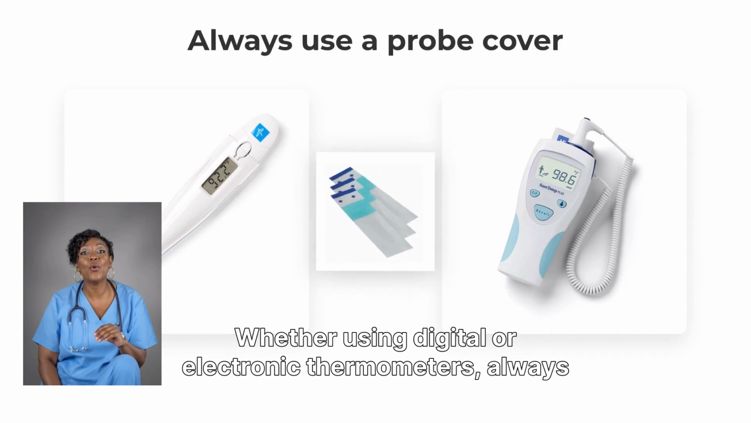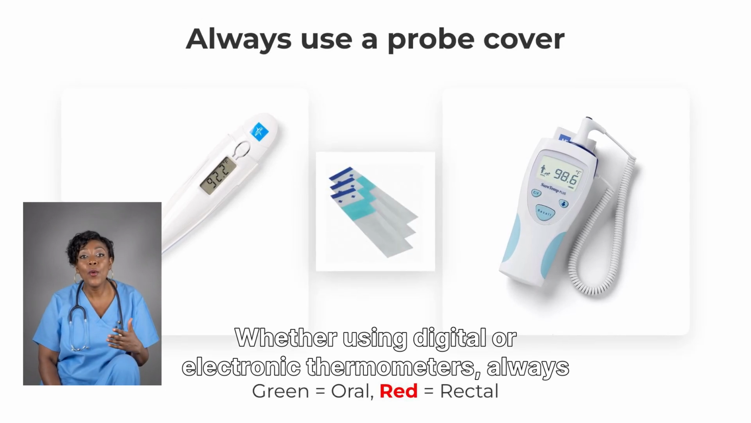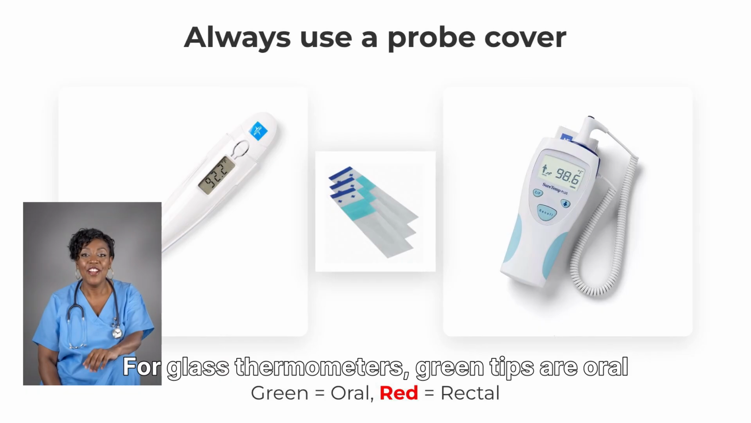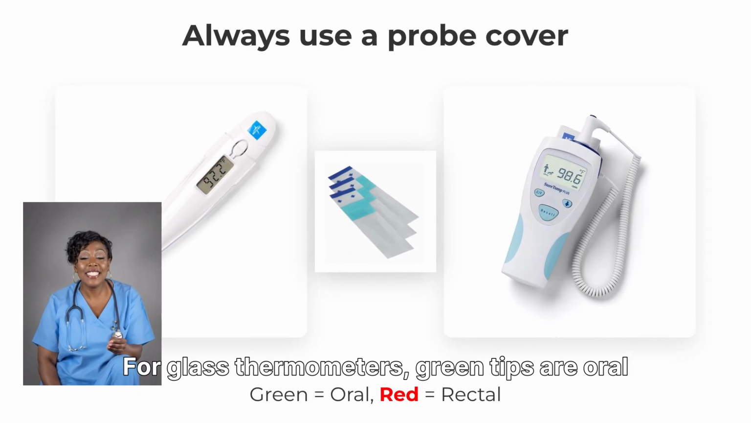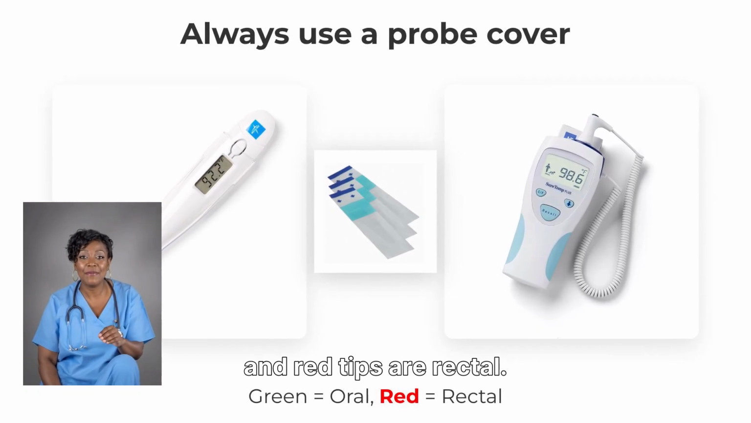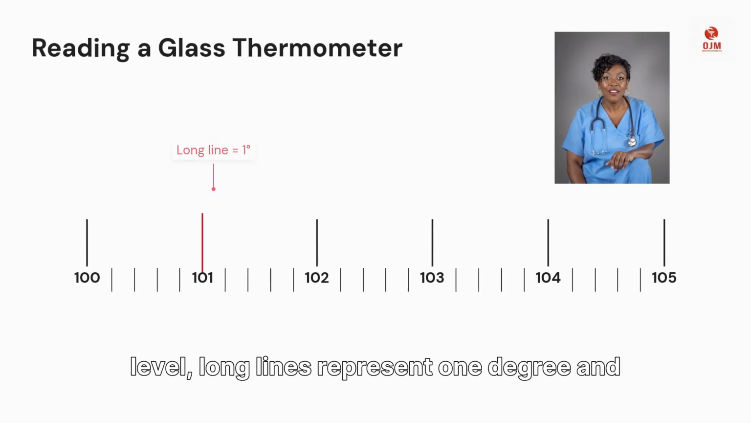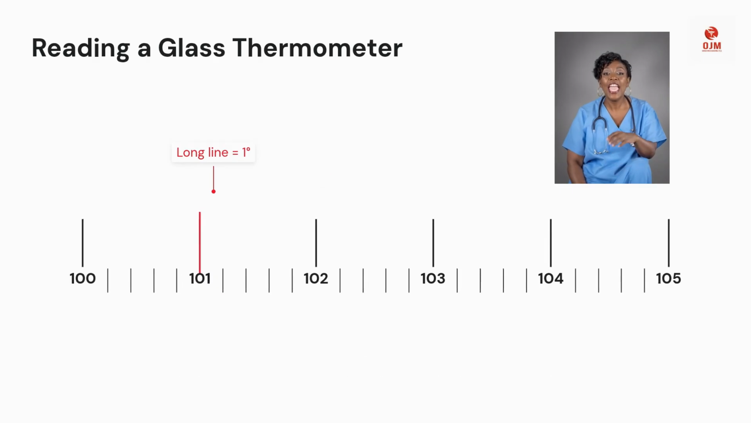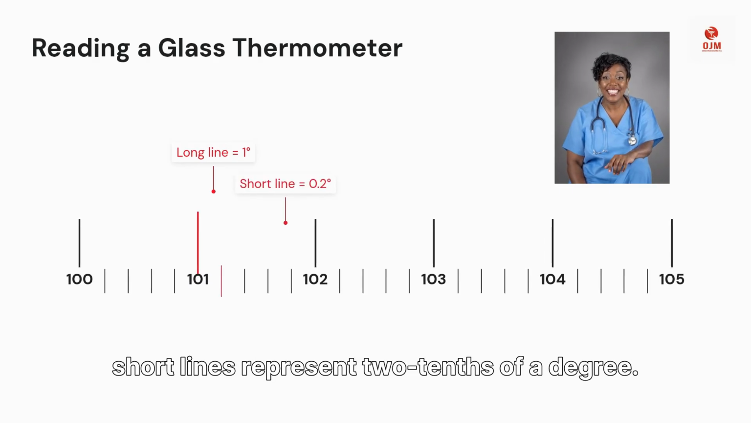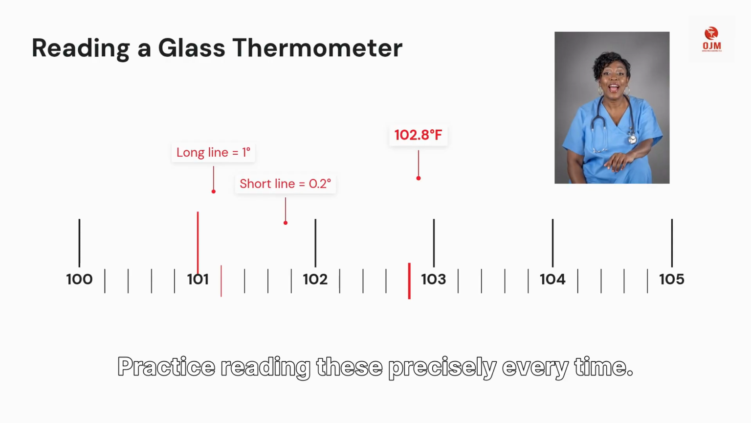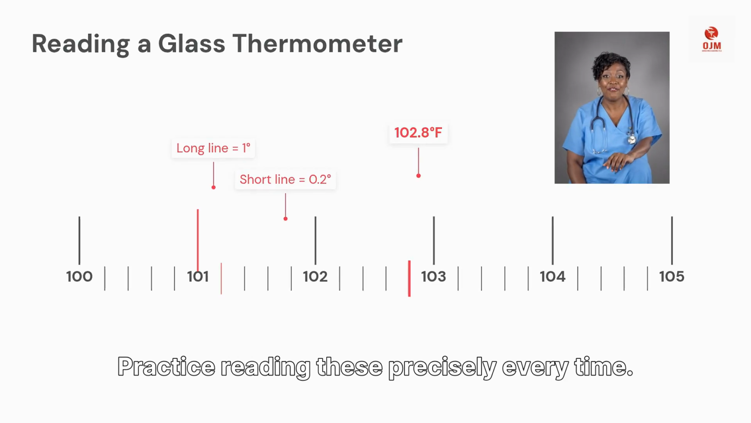Whether using digital or electronic thermometers, always use a probe cover. For glass thermometers, green tips are oral and red tips are rectal. When reading a glass thermometer at eye level, long lines represent 1 degree and short lines represent 2/10 of a degree. Practice reading these precisely every time.